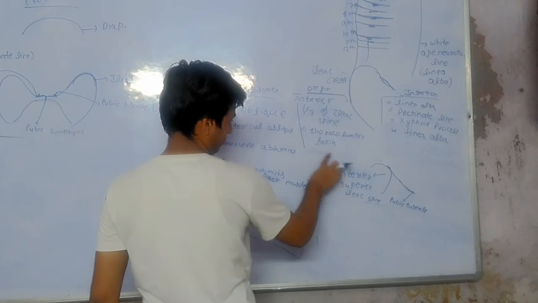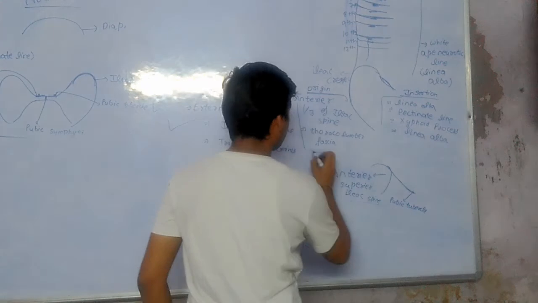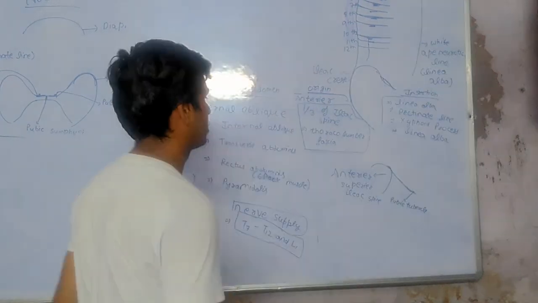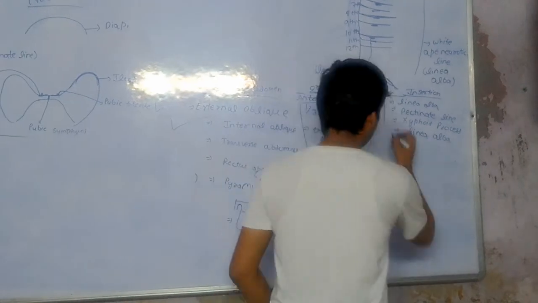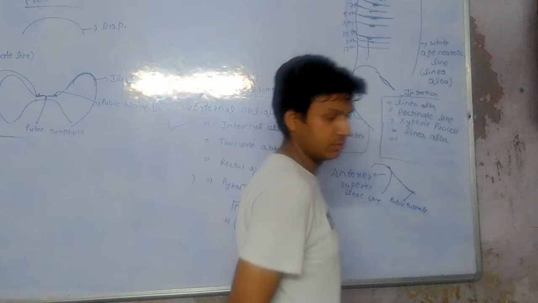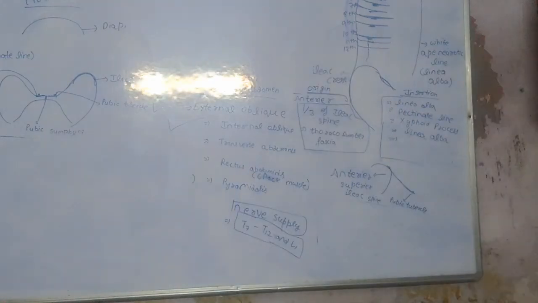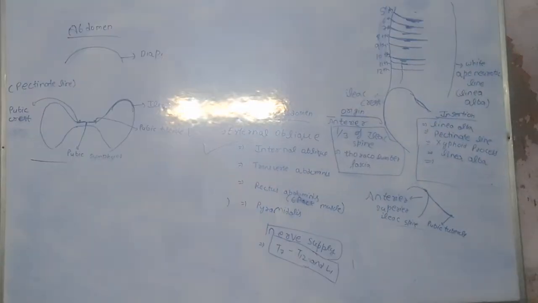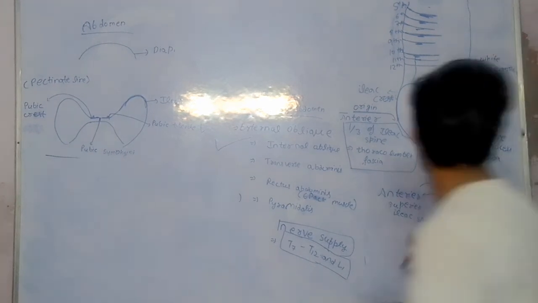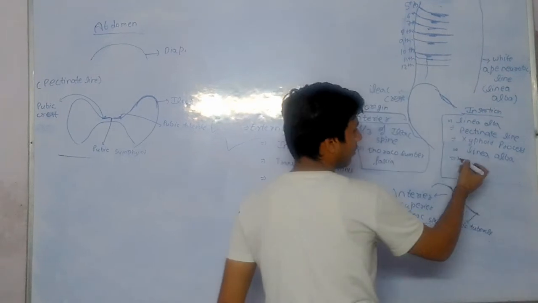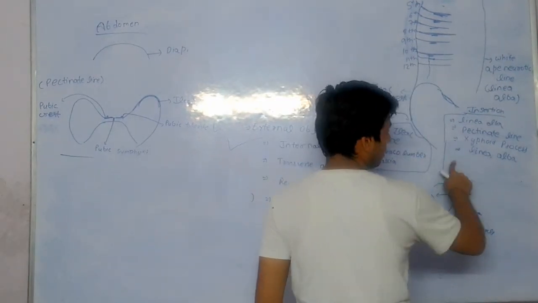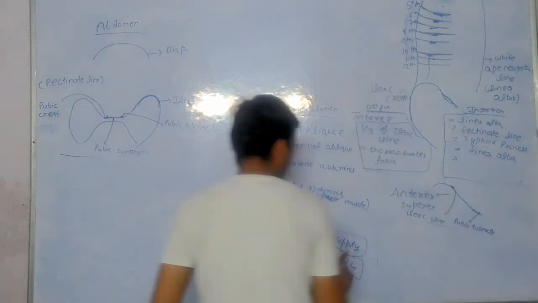So these are the origin of this. And insertion we can include the same insertion of this. Done. Now come to the nerve supply of this. Some insertion we can include again. So these are the points. Then come to the nerve supply.